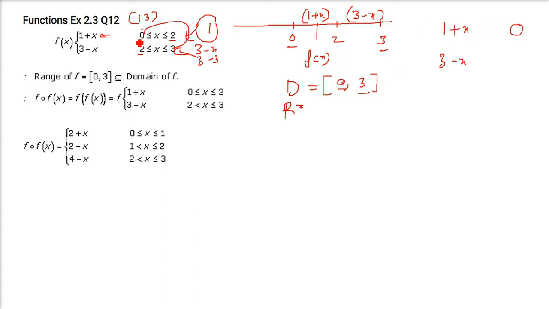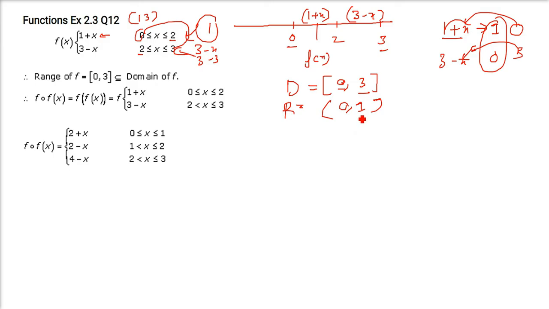So we have to put it inside 1 plus x. So it will be 0 plus 1, that is 1. And you have to put 3 inside 3 minus x when it comes to 2 to 3. So 3 minus 3 is 0. 1 and 0, this range is 0 to 1. Range is also known now.